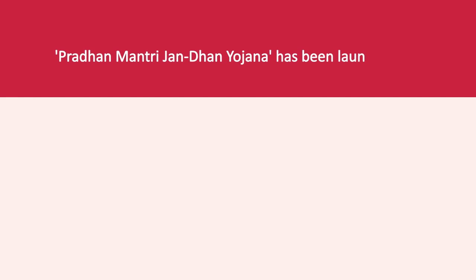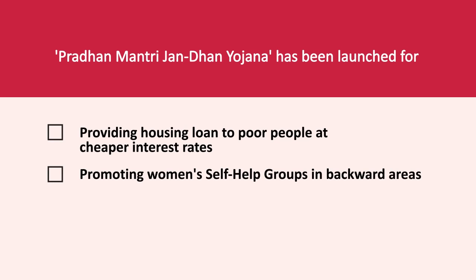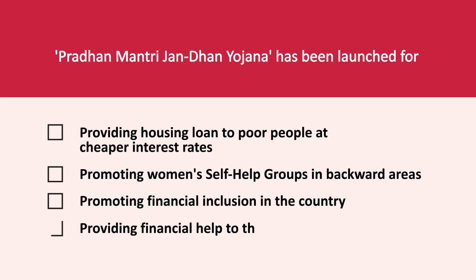Important sections in this case include agriculture, depressed classes, unemployment, and the recent reports of the ministries. The two questions asked from this section typify this approach. One: Pradhan Mantri Jan Dhan Yojana had been launched for, and the options given were, providing housing loans to poor people at cheaper interest rates; second, promoting women's self-help groups in backward areas; third, promoting financial inclusion in the country; the fourth, providing financial help to the marginalized communities. Now, the answer in this case was promoting financial inclusion in the country.